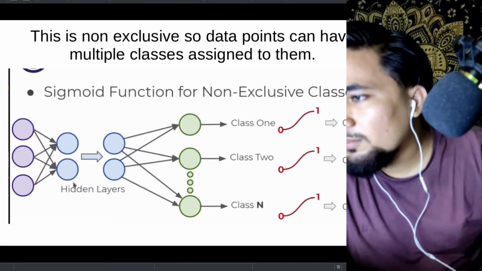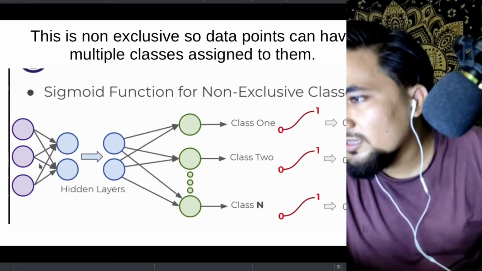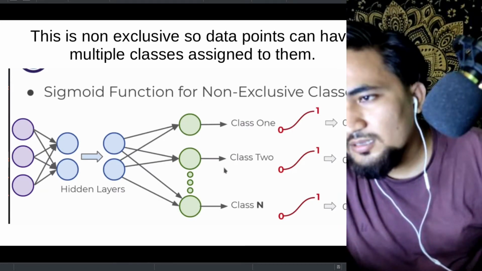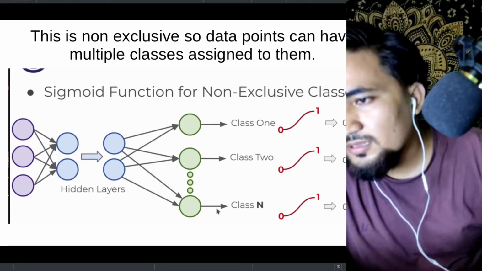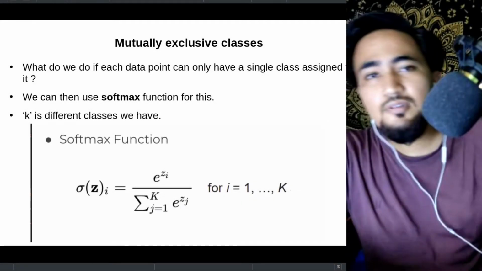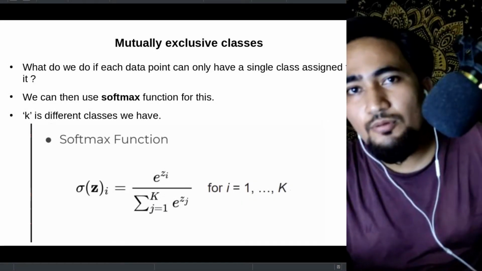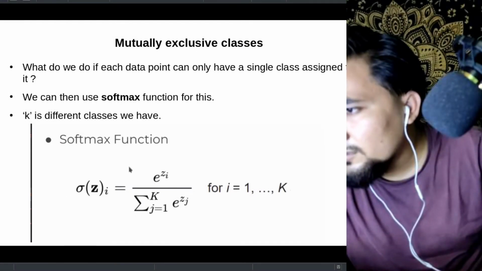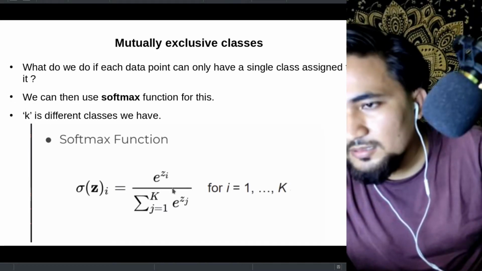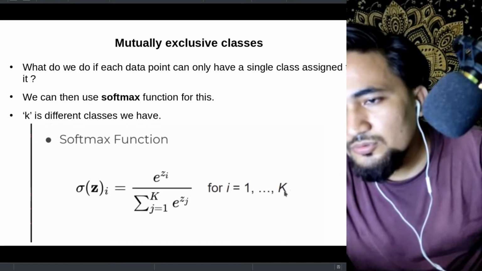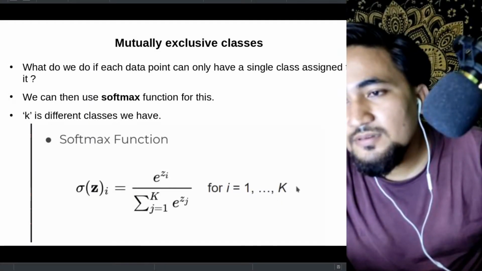So moving on, we can see here we have applied a sigmoid function for our neural network. Here we can see we have the first node as class 1, second node as class 2, and further the last node as class n. And for the mutually exclusive classes we'll have to use the softmax function for a proper output. We can see here the formula for softmax function is this, and we have i value that ranges from 1 to k, and k is the different classes we have.